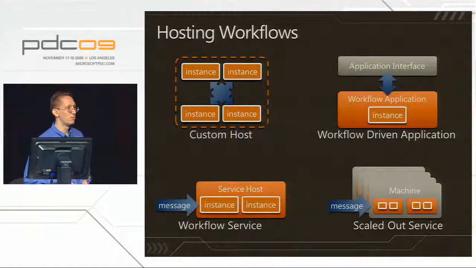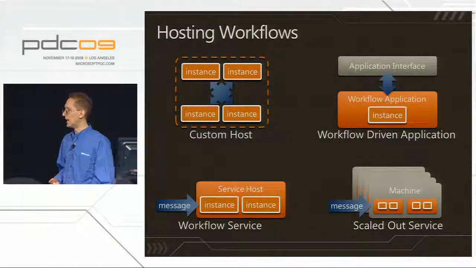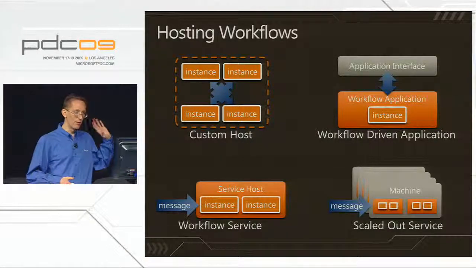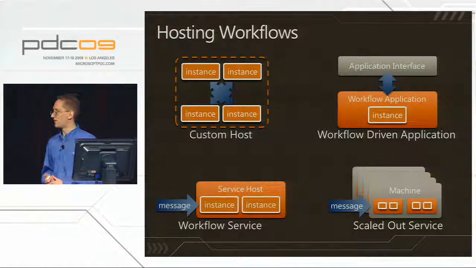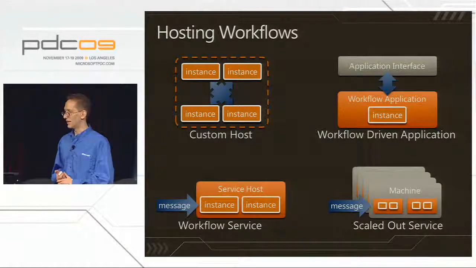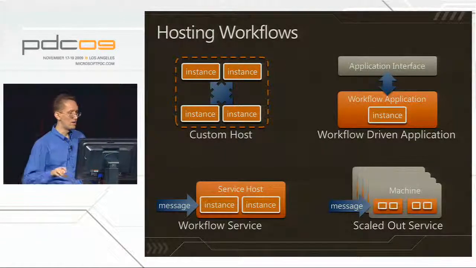So the first extensibility point that I want to talk about is actually choosing among the different ways of writing an application host. So I've got a variety of different ways that I could go about this. If you've been using workflow in the past for 3.0 and 3.5, you're probably pretty familiar with the idea of writing your own host. I'm going to take a bunch of different workflow instances. I'm going to wire them together however I want.